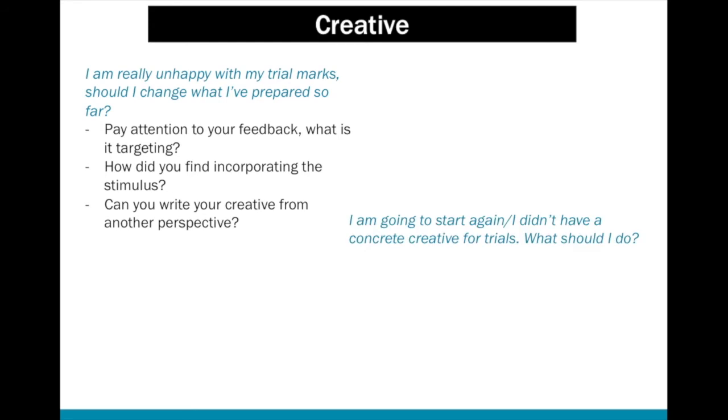Other people say simply, I am just going to start again, or I didn't have a concrete creative for trials. What should I do? I would say that you could write from the perspective of one of your characters in your prescribed texts. You already know the concepts of discovery in that prescribed text. Why not use it as your own creative? Obviously, you can't blatantly rip off a text, but you can use it for inspiration, and indeed that's what the extension paper asked extension students to do last year, was to use a main character in their creative. So there's no reason why you can't do this and can't use this as inspiration.